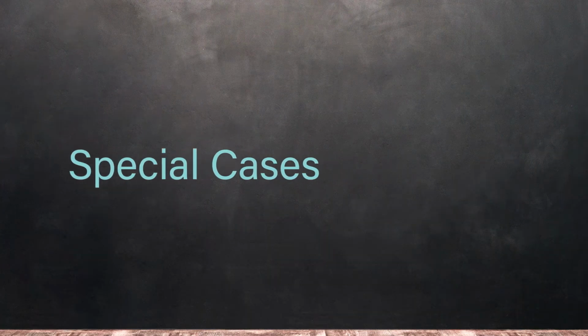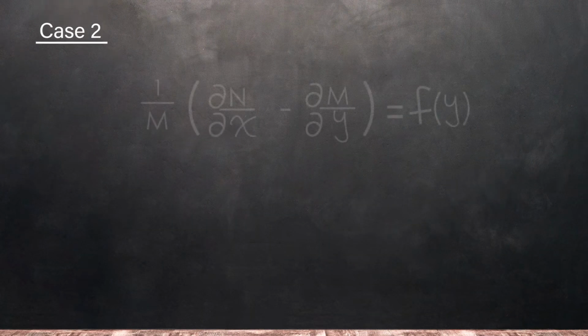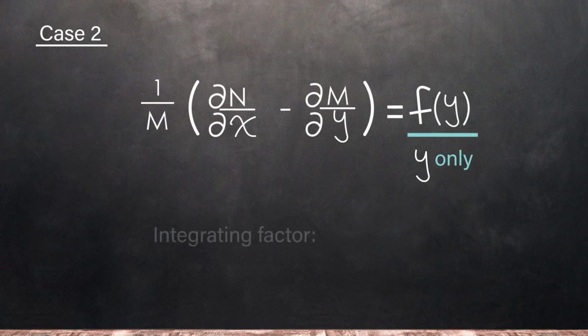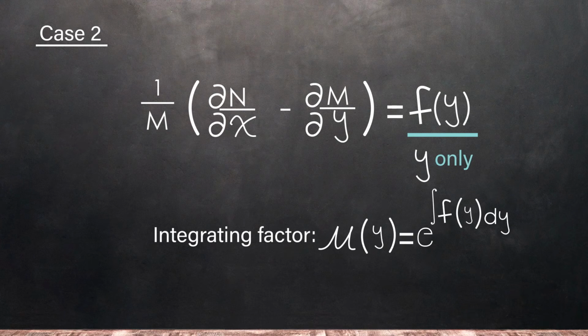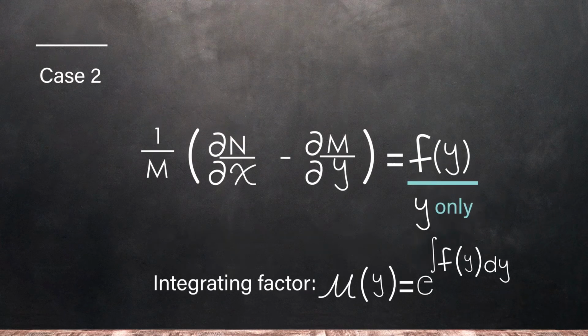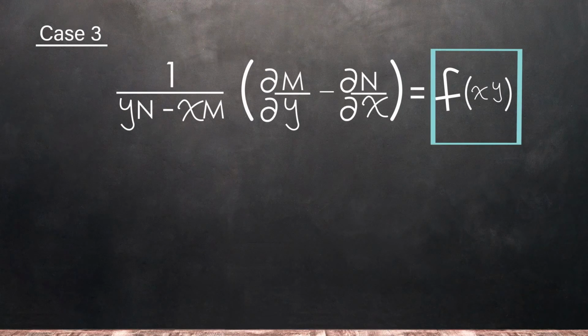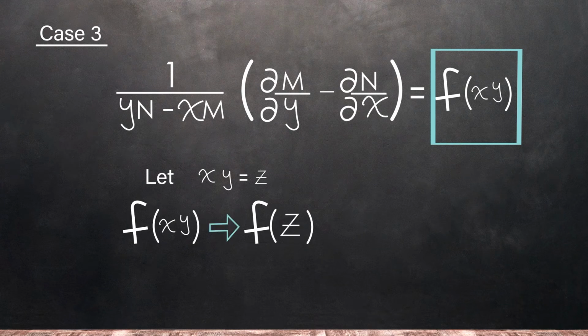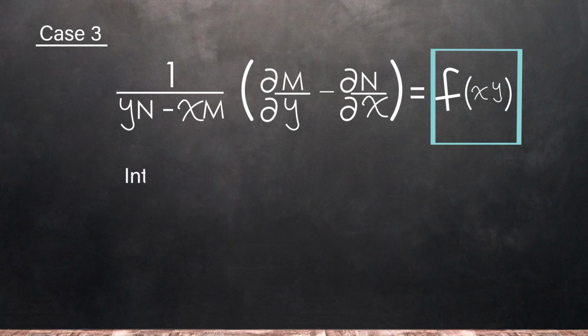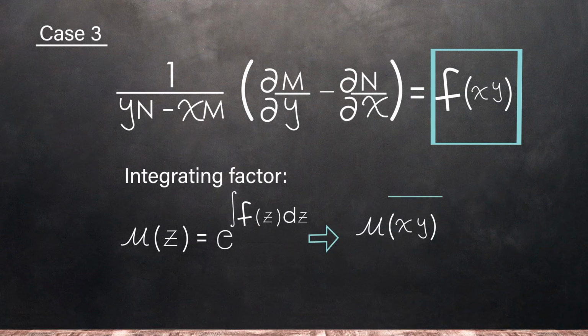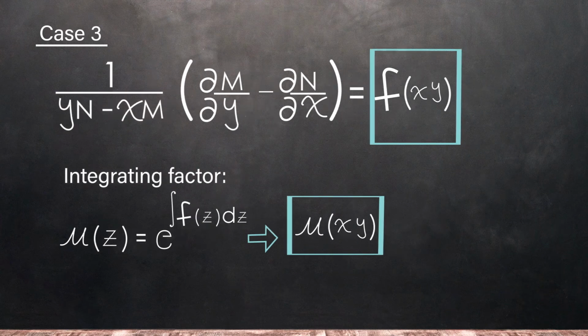There are a few other special cases where we can obtain integrating factors by checking a condition. If the following expression is a function of y only, then our integrating factor is e to the integral of f dy. If this expression is a function of xy, then by making a simple change of variable, we can rewrite our function f of xy in terms of z, which allows us to easily calculate our integrating factor in terms of z first, and then substitute back in terms of xy.